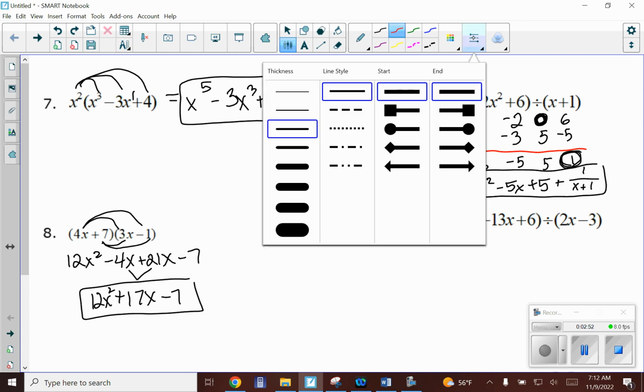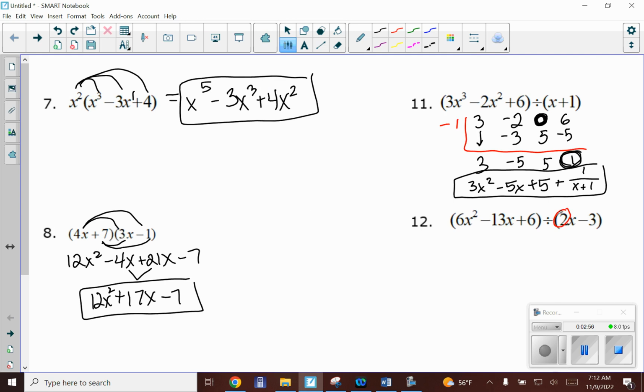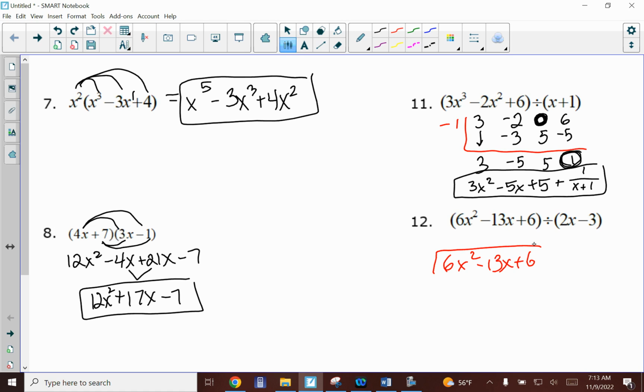Now the last one, unfortunately, has a number out in front of the x. So that means that we won't be able to do synthetic division. So we're going to have to do this one using long division. So the way long division works is the 6x squared minus 13x plus 6 goes on the inside of our little division house. And then your 2x minus 3 goes out in front.